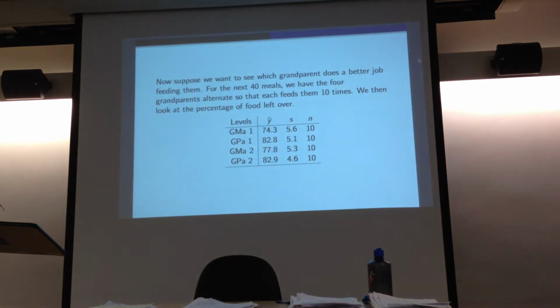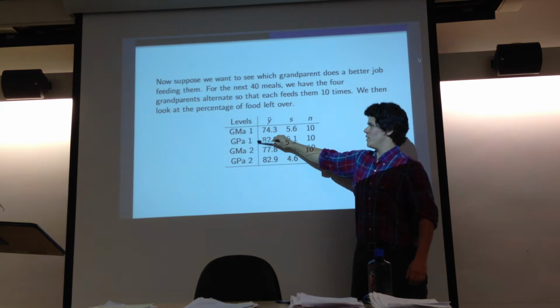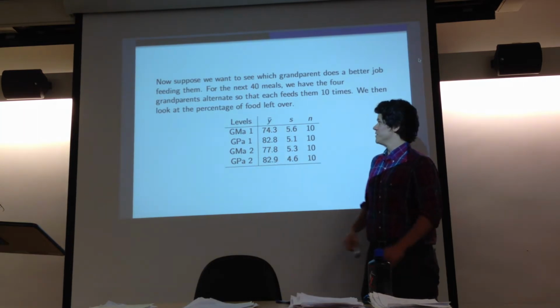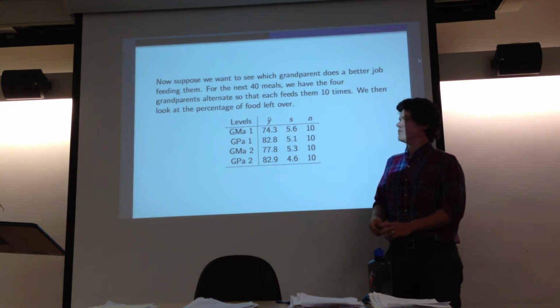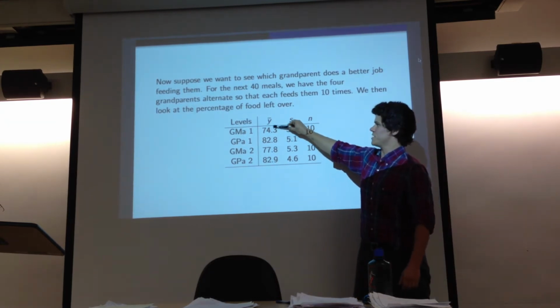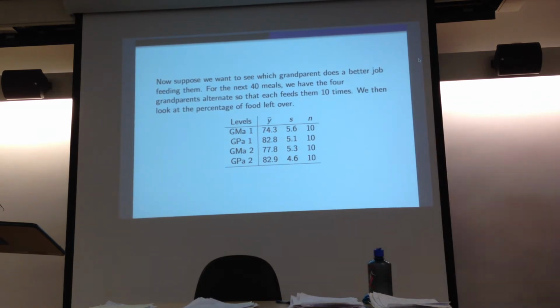So we have basically the mean amount of food left over for Grandma 1, Grandpa 1, and Grandma 2 and Grandpa 2. The standard deviations for the first 10 samples, second 10 samples, third 10 samples, and then all the samples for 10, right?